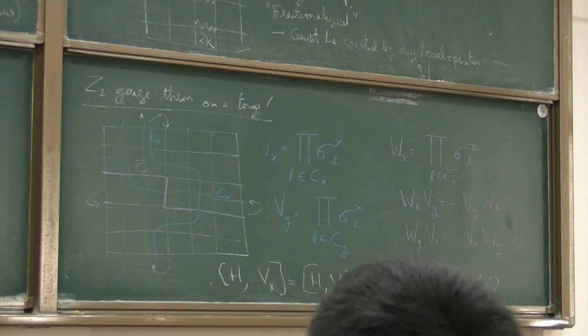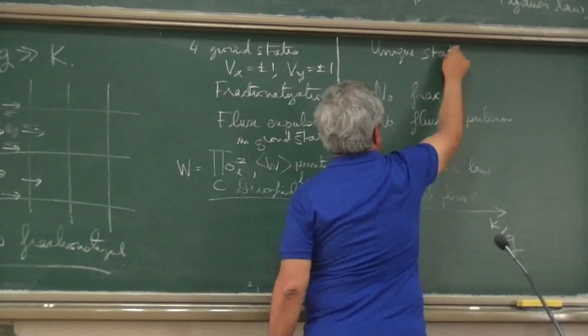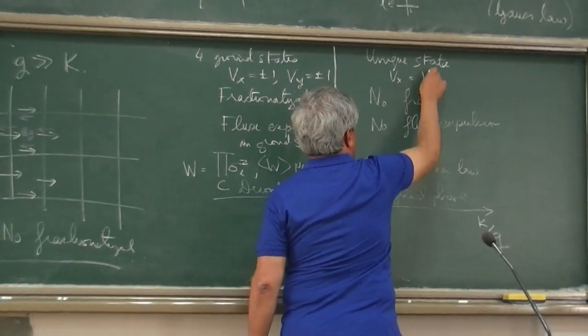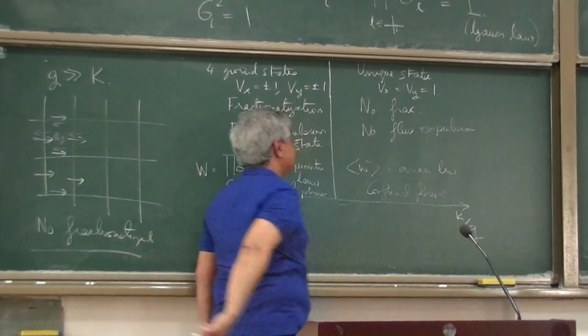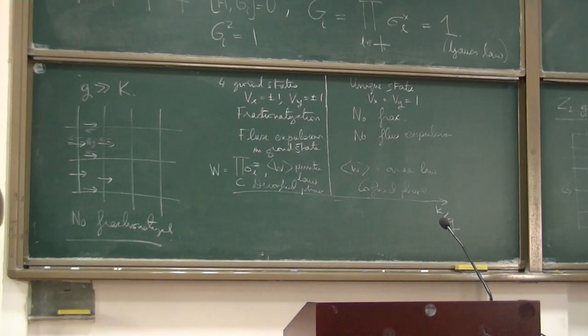So these are operators that commute with the Hamiltonian. And here I have a unique ground state. We have Vx equals Vy equals 1. So of course, when I say four ground states, they're not exactly ground states. Only in the limit of an infinitely large system do I have the same energy. But the energies approach each other exponentially fast in system size, in this case. Whereas there's only one state, and all the other states are much higher in energy.